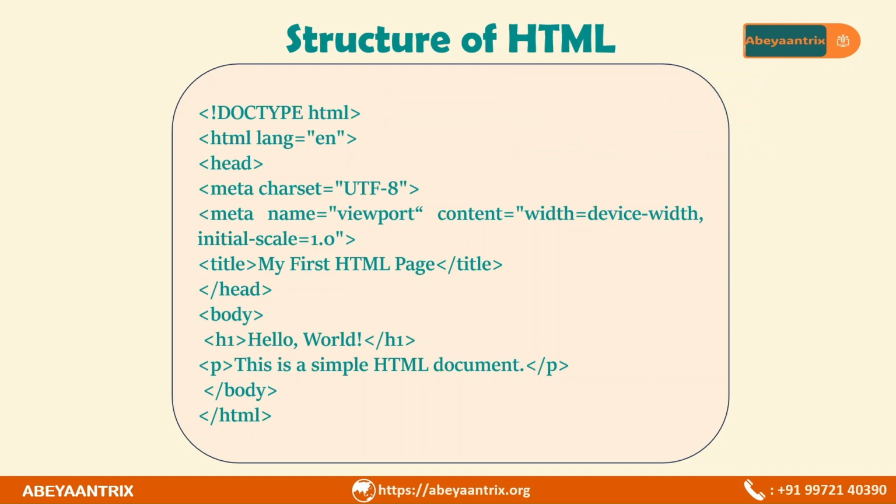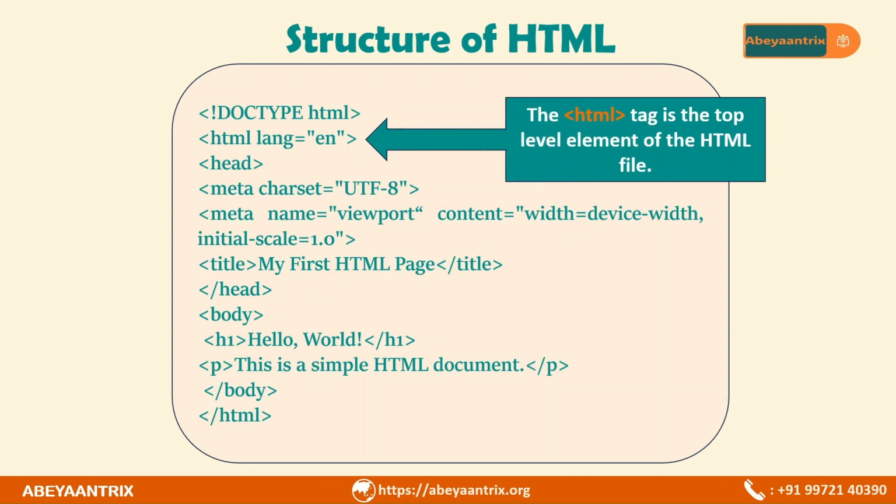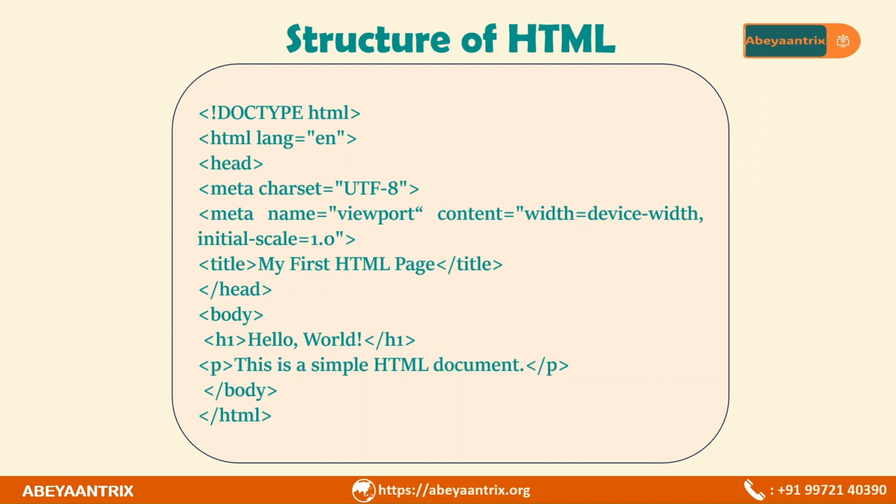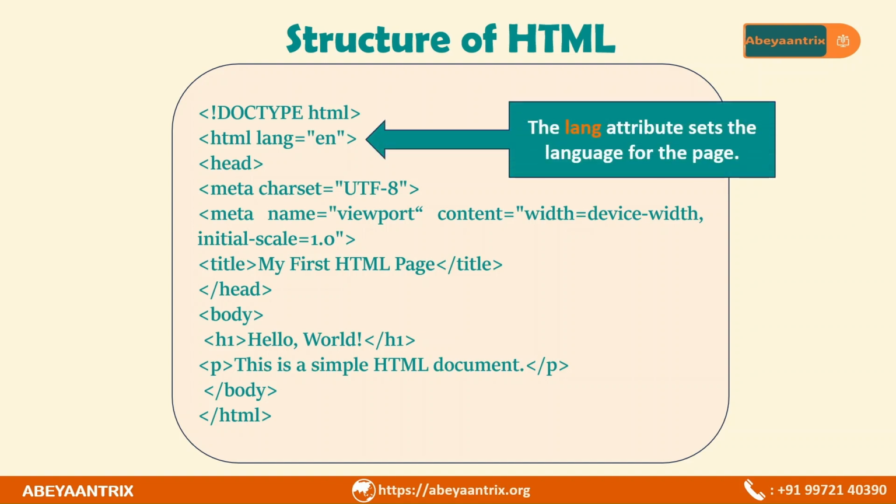Next is html lang equals en. This is the top-level container. Everything goes inside this tag. The lang equals en attribute tells the browser the page is in English. This helps with search engines and accessibility. Next is the head section. Think of this as the control room of your web page. Users don't see what's inside, but it contains important information.